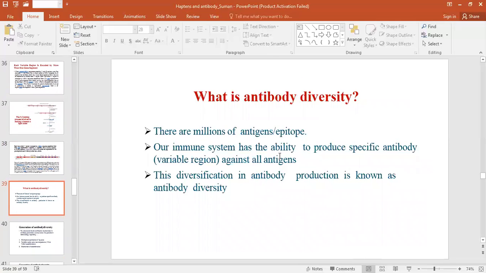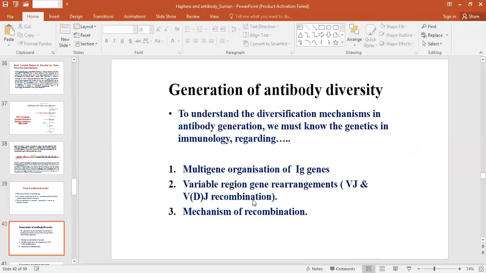Now what is antibody diversity? So we know that there are millions and millions of antigens. So they have millions of epitopes. Our immune system has the ability to produce a specific antibody, meaning a variable region, against all antigens. And this diversification of antibody production is actually known as antibody diversity.